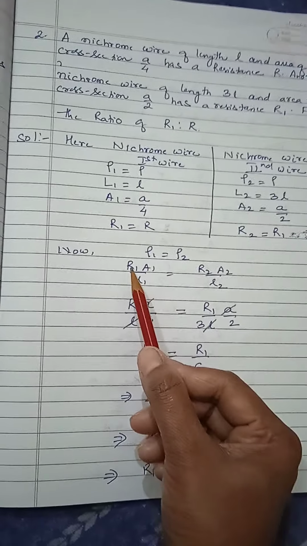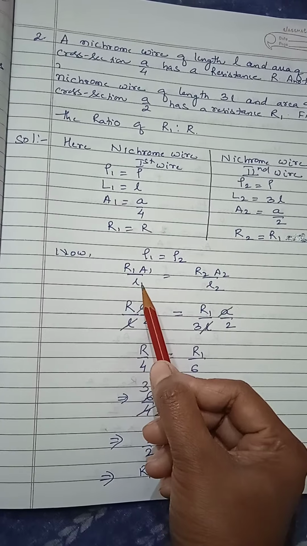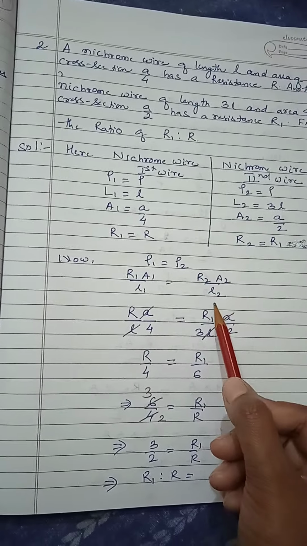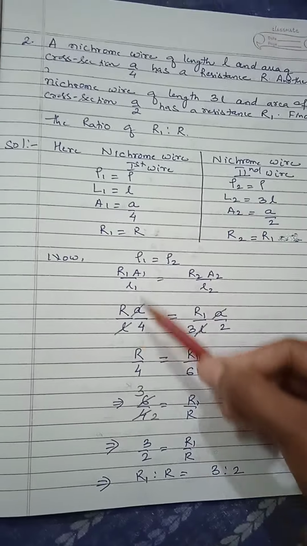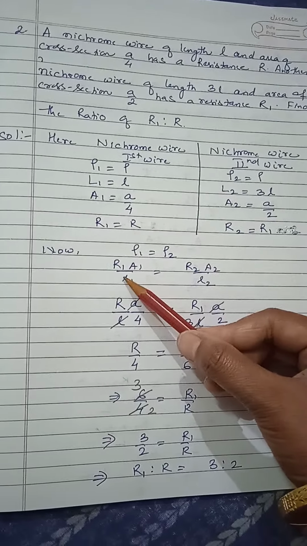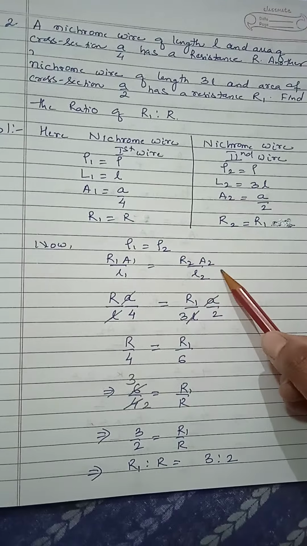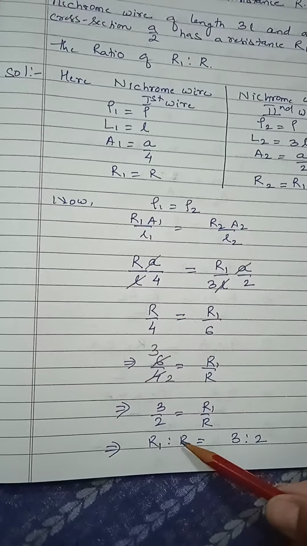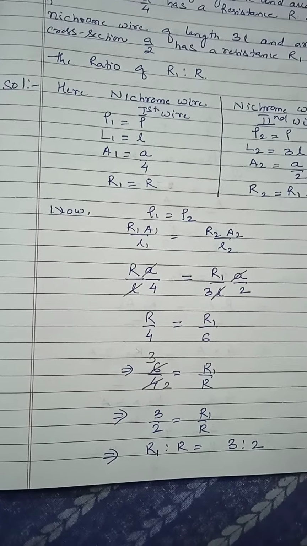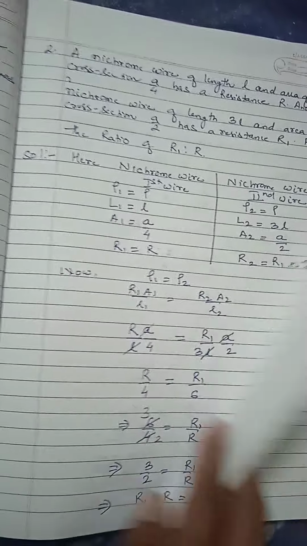Write down the formula of rho 1, that is R1 A1 by L1, R2 A2 by L2. Put the values from this chart, rho 1, R1 A1 L1 and R2 A2 L2. After solving you will get here R1 is to R equal to 3 is to 2.